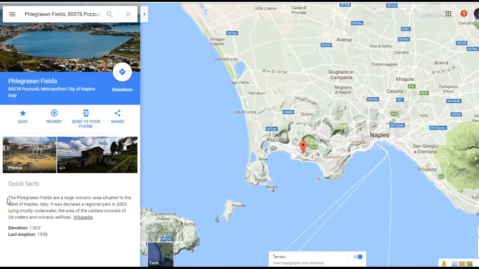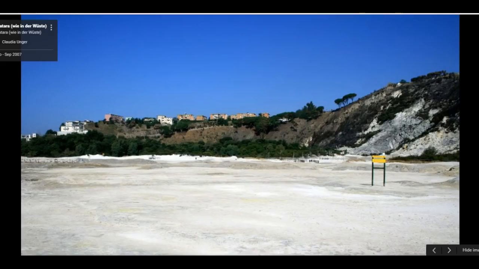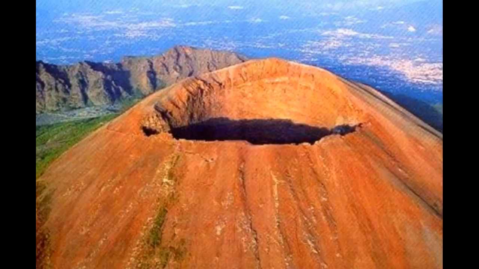Now, they're saying this field area is a large volcanic area situated to the west of Naples, Italy. It was declared a regional park in 2003. Lying mostly underwater, the area of the caldera consists of 24 craters and volcanic edifices. This is an image of it. It looks, again, very much like the Salton Sea. And all of these areas are heating up. This is part of that same system.